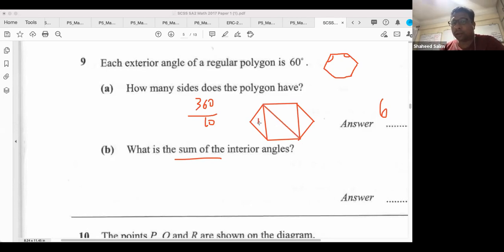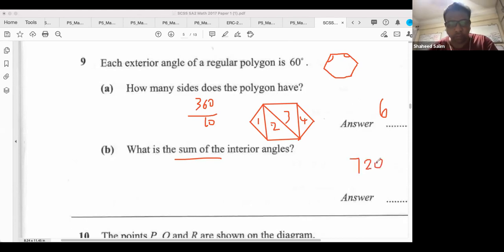So I have one triangle, two triangles, three triangles, four triangles. One triangle, how many degrees? 180 degrees. 180 times 4. I repeat, you cut your polygon. What is a polygon? Is this shape. These are all polygons. Cut it into triangles, so you have 1, 2, 3, 4. And you know that all the angles in one triangle add up to 180 degrees. So 180 times 4, you will get 720.